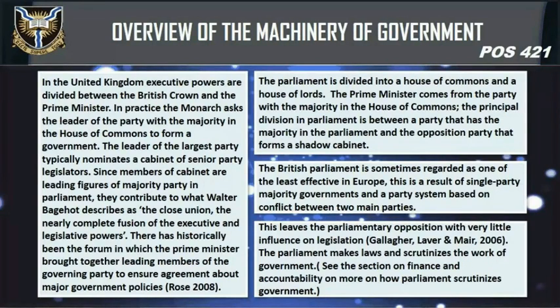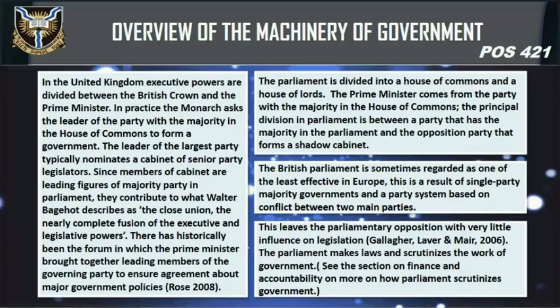Overview of the machinery of government. In the United Kingdom, executive powers are divided between the British Crown and the Prime Minister. In practice, the monarch asks the leader of the party with the majority in the House of Commons to form a government. The leader of the largest party typically nominates a cabinet of senior party legislators. Since members of the cabinet are leading figures of the majority party in parliament, they contribute to what Walter Bagehot describes as the close union, the nearly complete fusion of the executive and legislative powers.